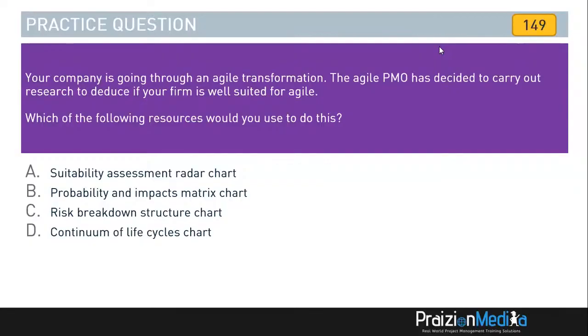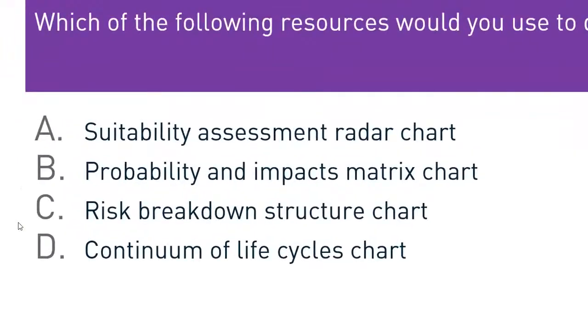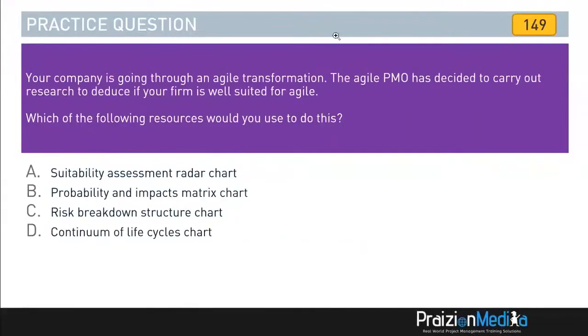It would not be the continuum of life cycles chart. This looks at project suitability generally, but it's not the best answer either. C, risk breakdown structure chart, is not a good fit to help know if your firm is suited for Agile. Probability and impacts matrix is helpful when computing a risk score, so it's not that. The best answer is A. It's the suitability assessment radar chart.